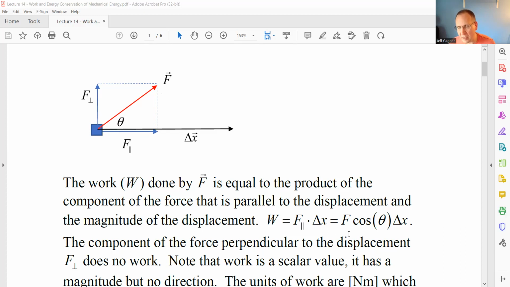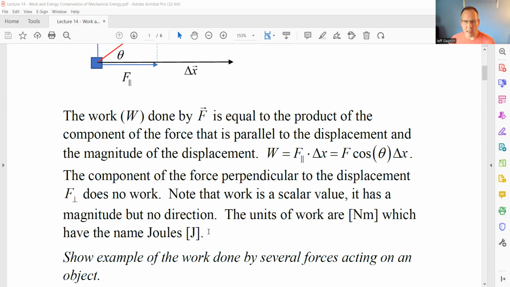So if you look at the formula here, I have it right now as F cosine theta times delta x. So it's basically the work is simply the component of the force in the same direction of the displacement times the displacement. Okay, now the other component, which is like the perpendicular component, right? The component that's perpendicular to the displacement, that component does no work, right? It's not going to contribute to the work done on this object, right? Only the parallel component will contribute to the work.